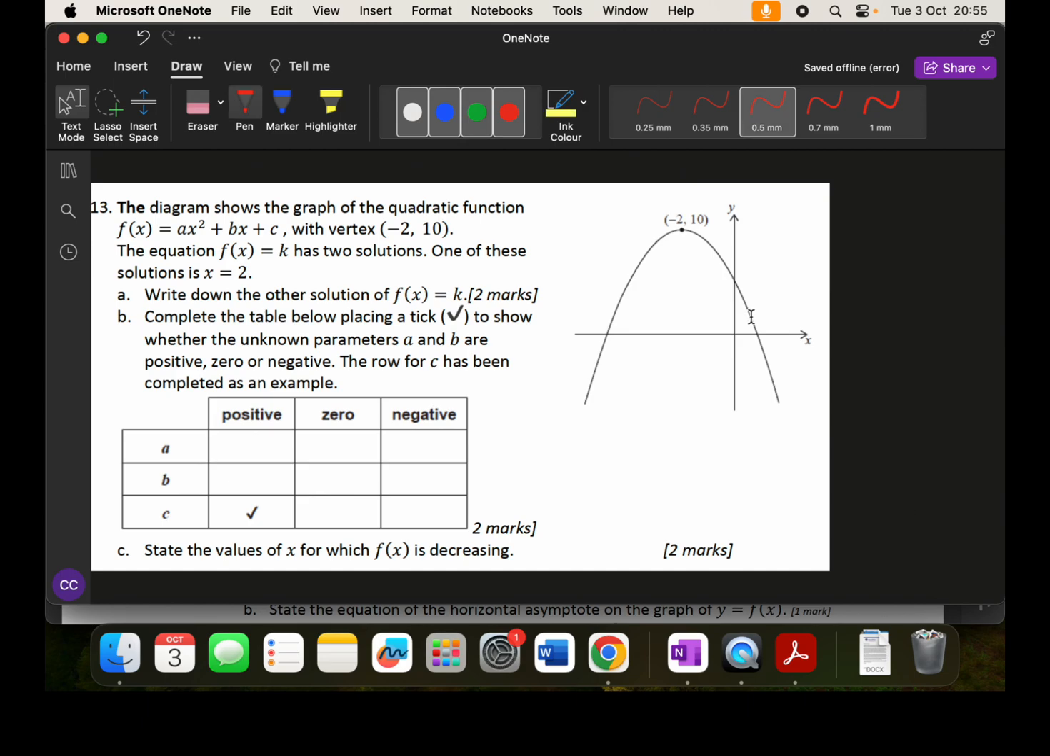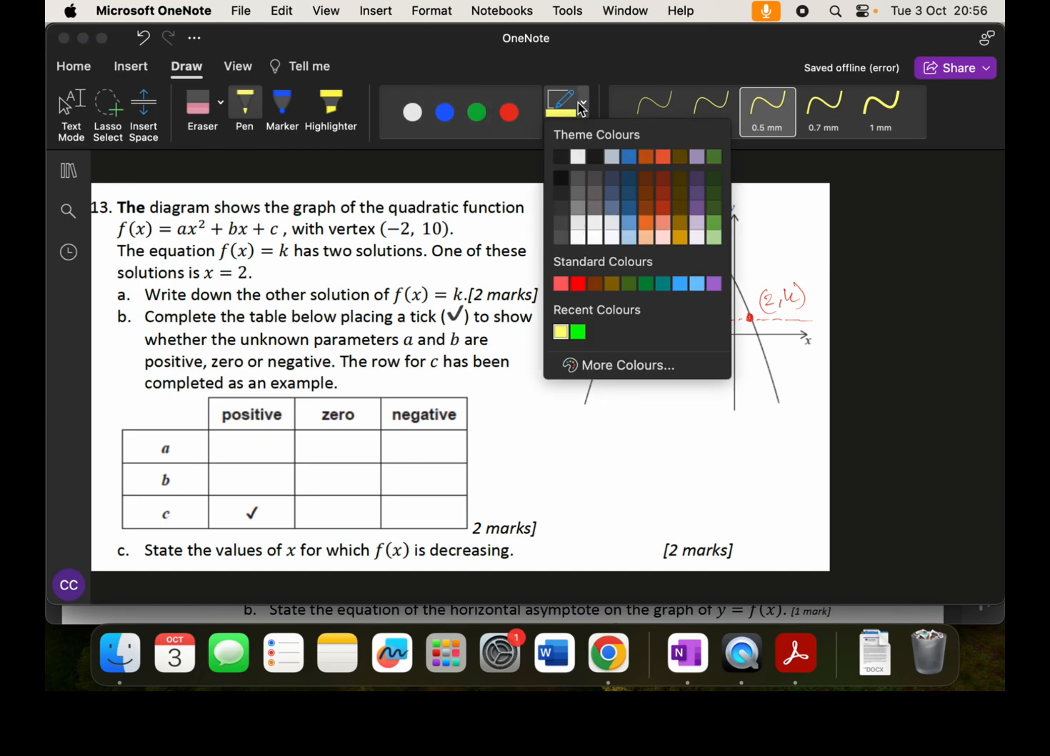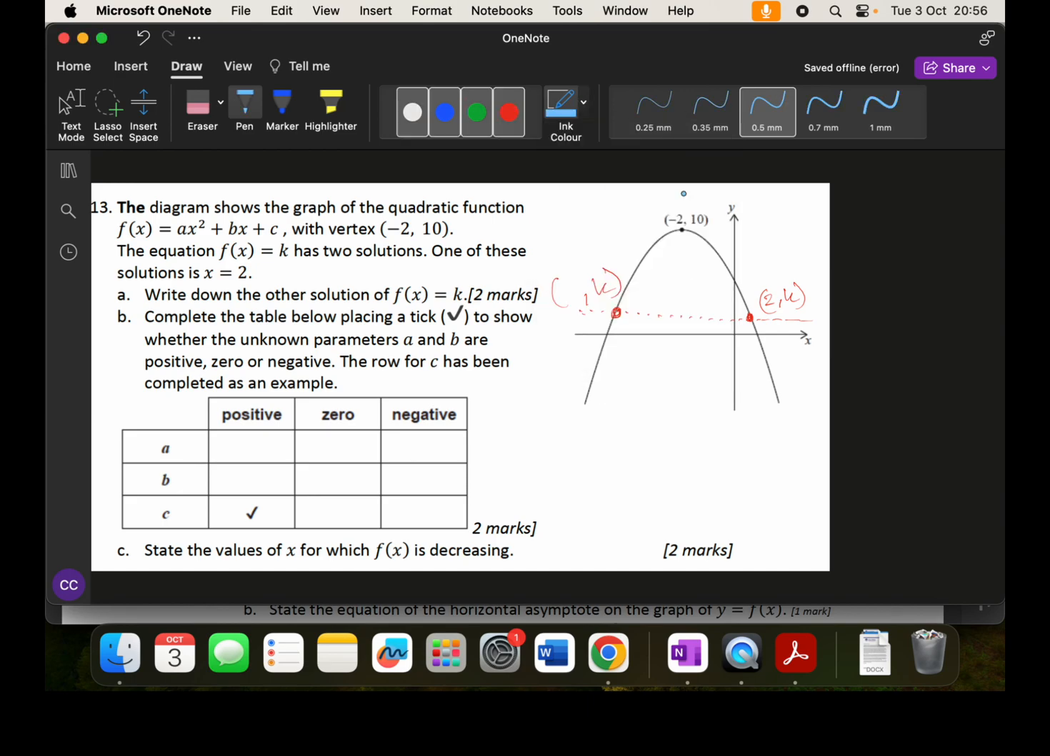Okay, so if we say that this right here is 2k, then in order to answer this, the other solution is going to be over here, and it's going to be something k. Now, that's a parabola. All parabolas are symmetrical, so that means that my axis of symmetry is right there.